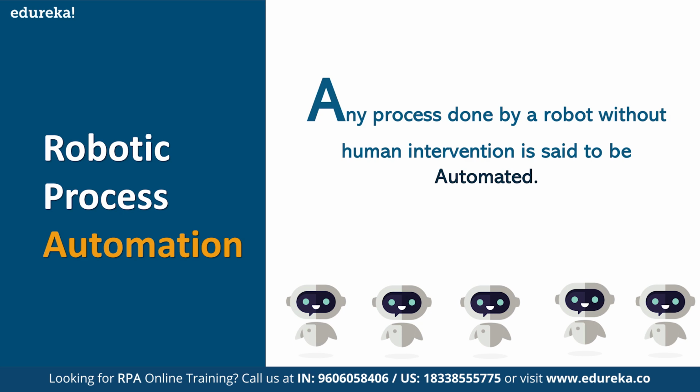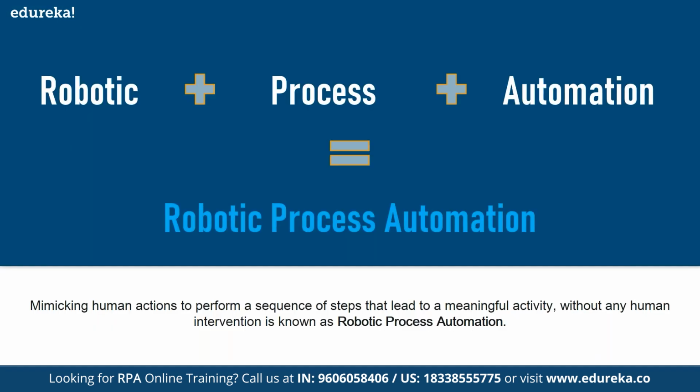If without humans, who is doing that? The very first word we have talked about, right? The robot, who has the capability of mimicking human actions. So that robot will do automation for you. So putting all together, robotic process automation: mimicking human actions to perform a meaningful activity without humans is called robotic process automation.